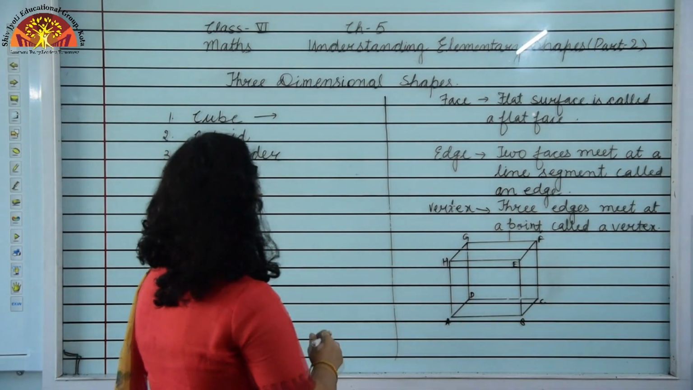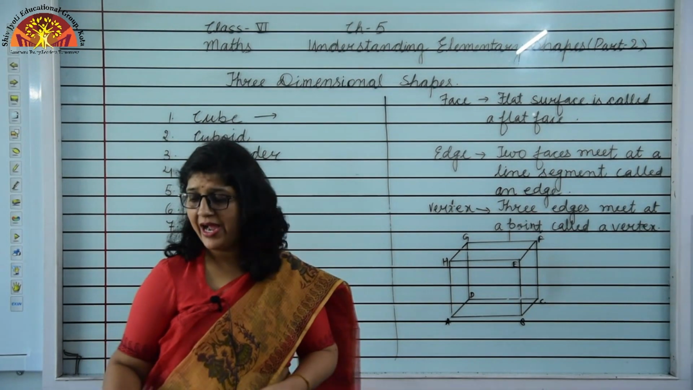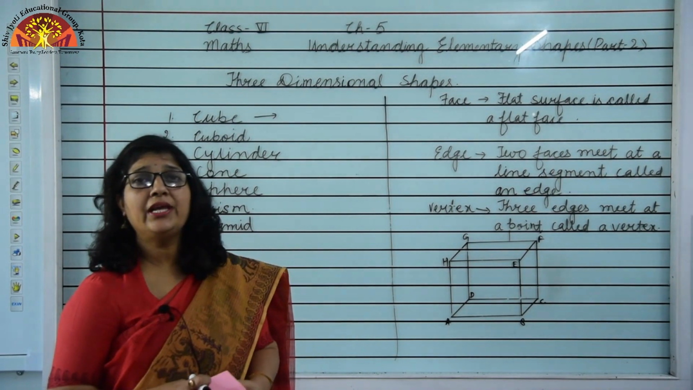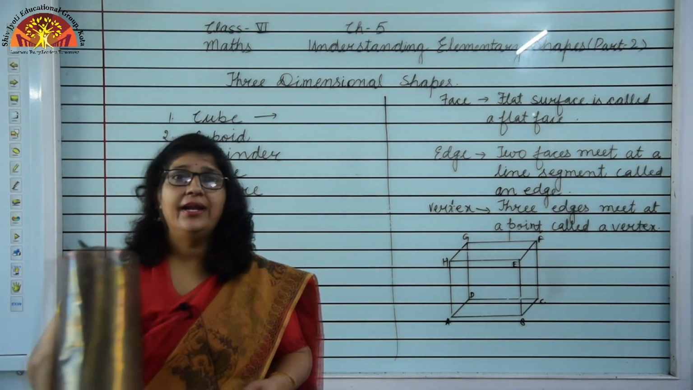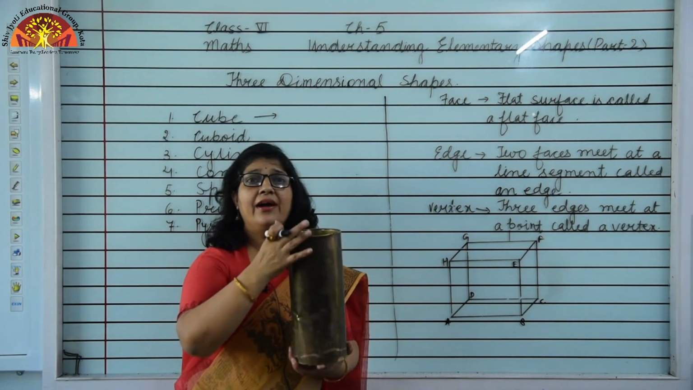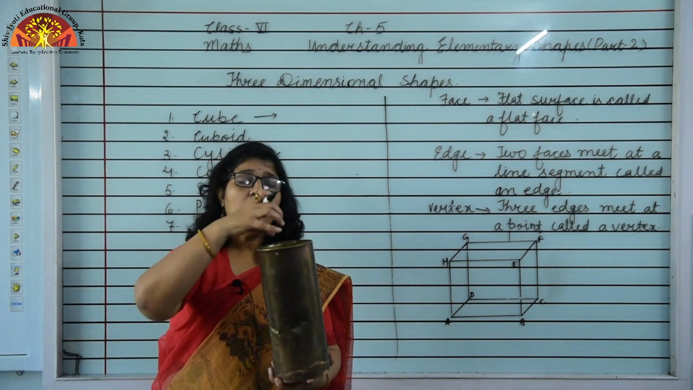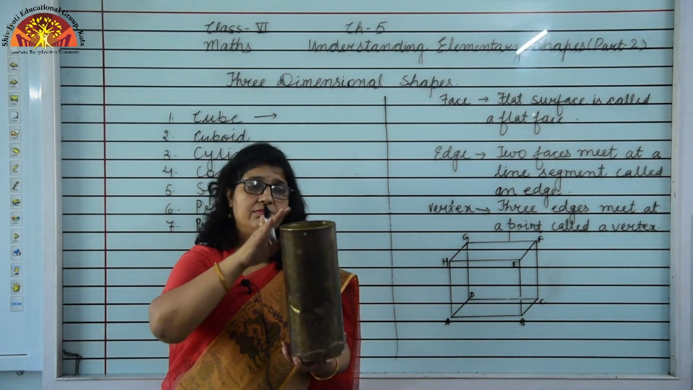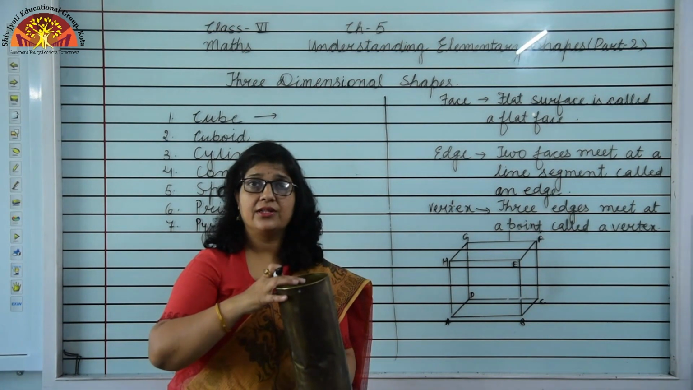Now students, we will discuss three-dimensional shapes. In three-dimensional shapes, we have three dimensions and we have holding capacity in the shapes. Suppose we have a cylinder. In this cylinder, we have top, bottom and this curved surface. So this figure has holding capacity, means आप इसके अंदर कुछ रख सकते हो.